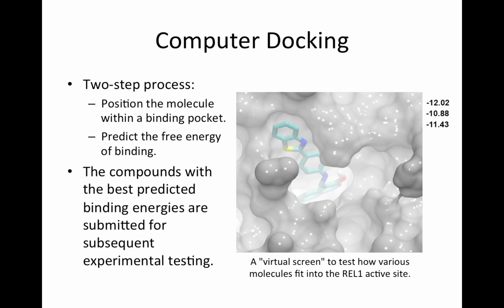Once receptor models have been prepared, a technique called computer docking can be used to identify potential inhibitors. Docking is a two-step process. First, small molecule models are positioned within the receptor binding pocket. Once a reasonable binding pose has been identified, the free energy of binding is also predicted. The compounds with the best predicted binding energies are then submitted for subsequent experimental testing.